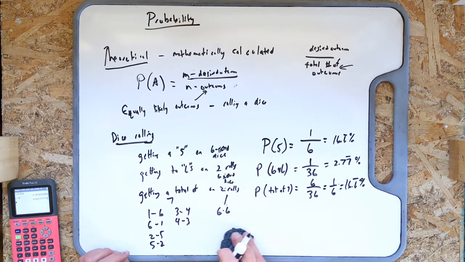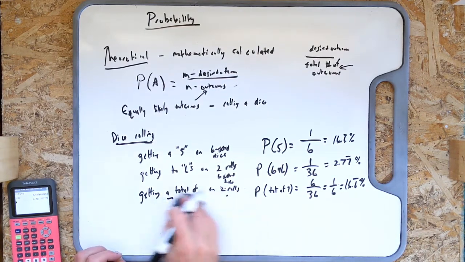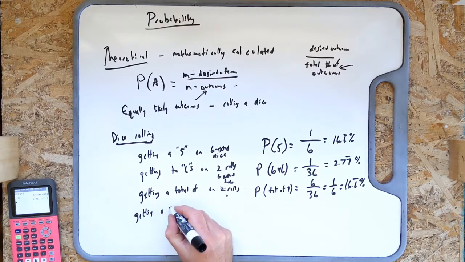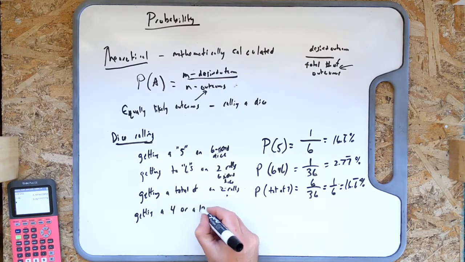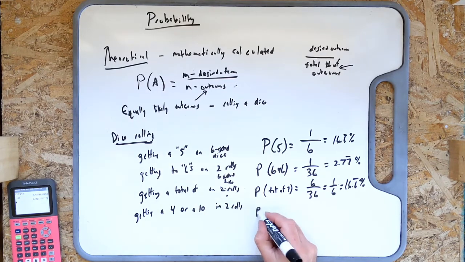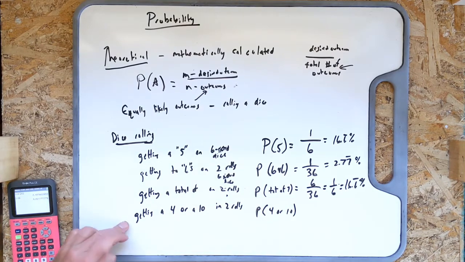Okay, I'm going to have you guys do one with a dice. One last one. What is the probability of getting a 4 or a 10 in 2 rolls? Be a 4 or a 10. Okay, pause the video there. Try to get that one yourself.